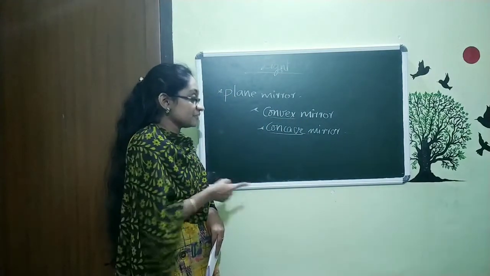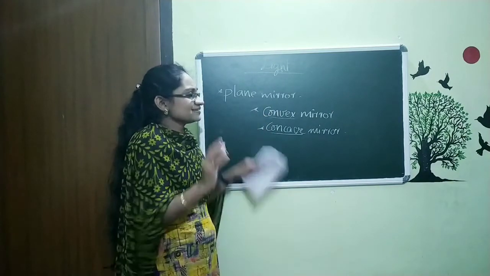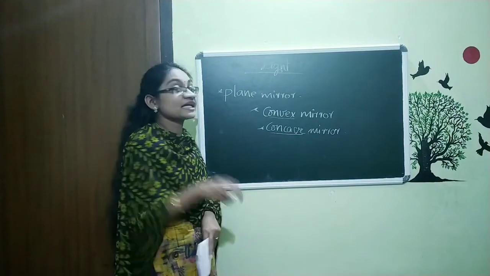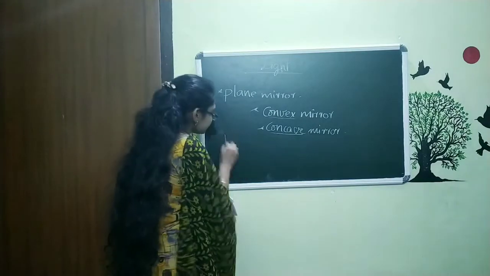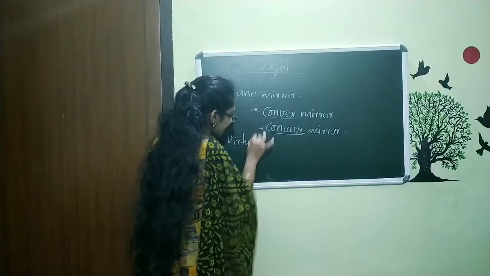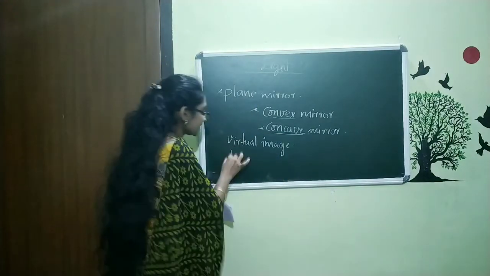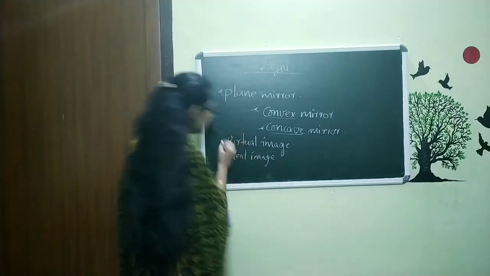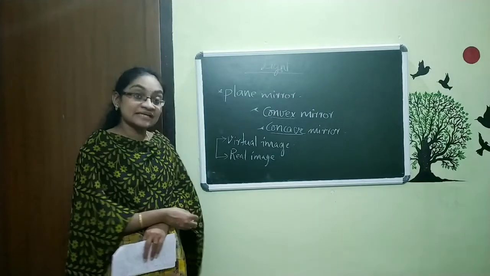After studying these types, we explained what this convex mirror is, what this concave mirror is, and what the difference is between the images formed by the convex mirror and the concave mirror. We studied it simply. Now we are going to study in detail. Then we studied that there are different types of images, virtual image and real image. These are two types of images. What is a virtual image and what is a real image?